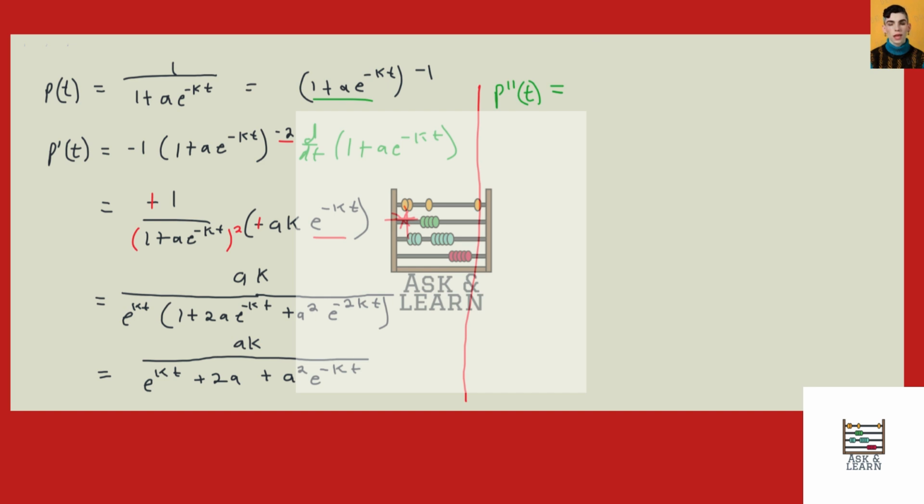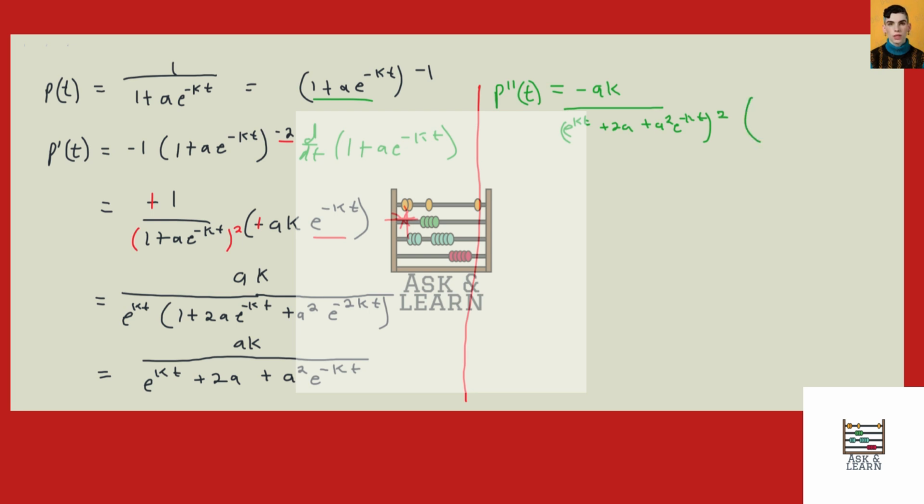So we're going to have negative ak e to the kt plus 2a plus, or actually let me just go ahead and write it like we did before, because I might run out of space otherwise. So e to the kt plus 2a plus a squared e to the negative kt, and this will all be squared, and then we have to take the derivative on the inside here.